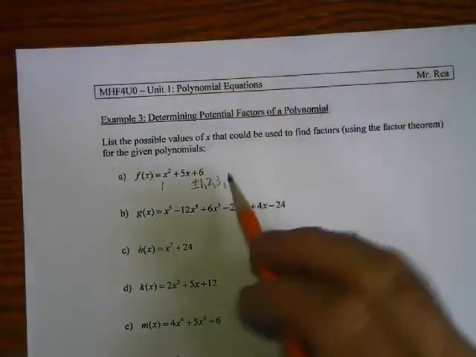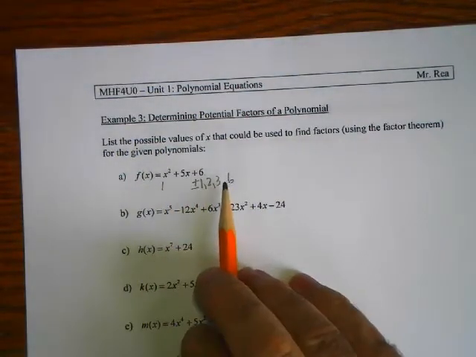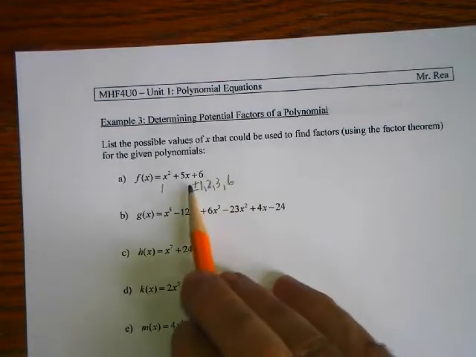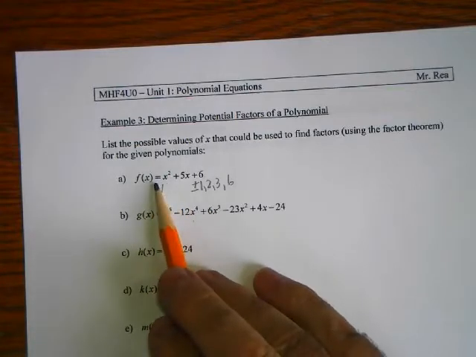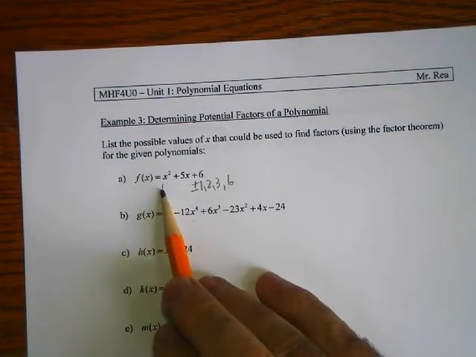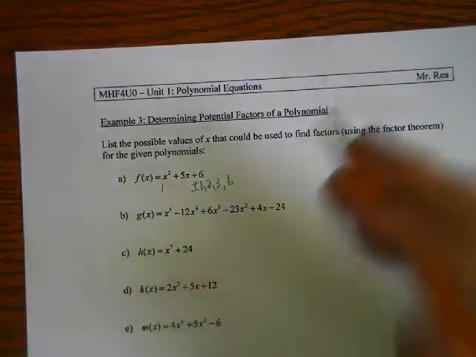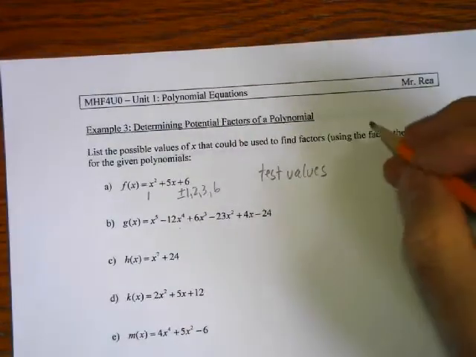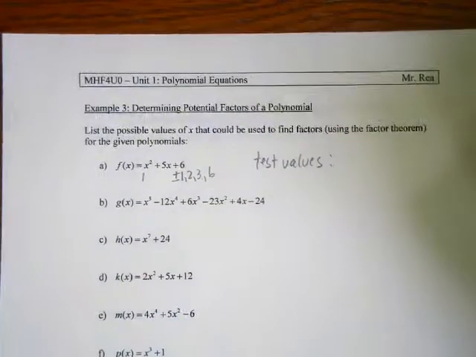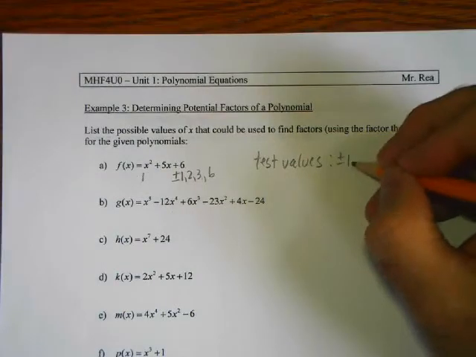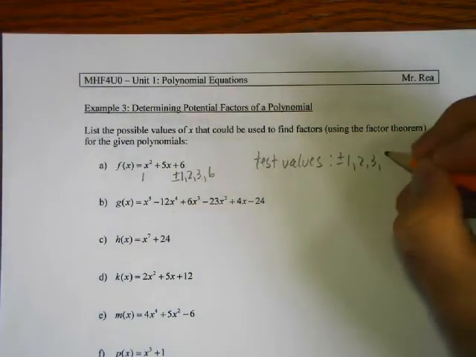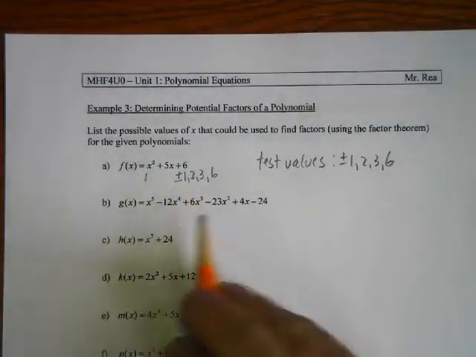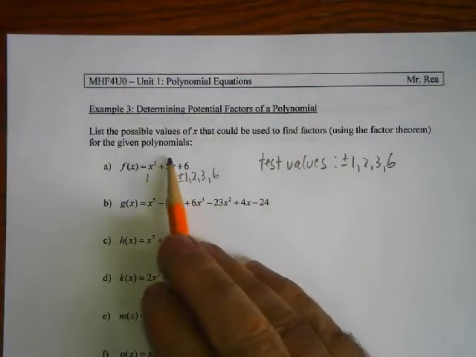Okay, so remember, we can make all the possible candidates by taking these numbers over these possible numbers. And since there's only one possible number here, it's really just repeating this. So the test values that we should try include plus or minus 1, 2, 3, and 6. Okay, so hopefully you get the idea of that. So this one, the 5 didn't matter at all.